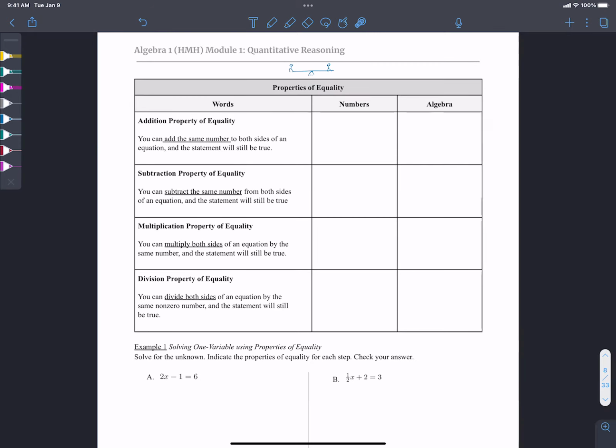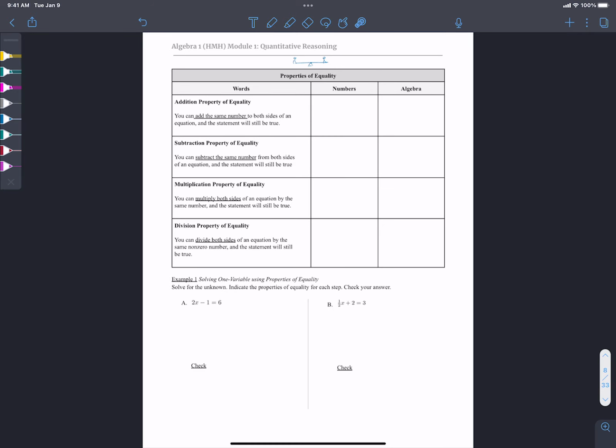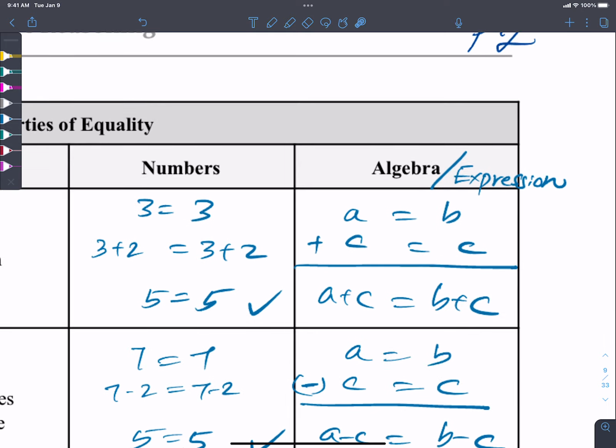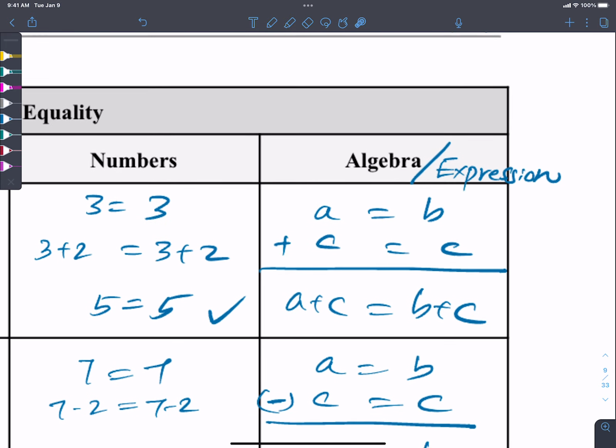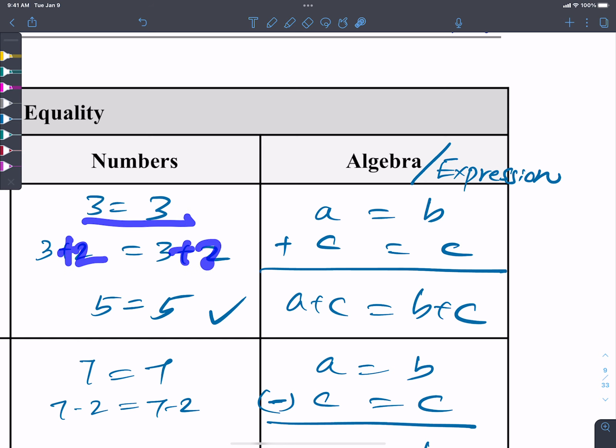Okay, so instead of me writing this out one step at a time, let me just show you. All right, guys. So for example, the very first one is, let's say you had 3 is equal to 3. What that means is that you could add 2 to both sides like this, and you'll end up with 5 equal to 5. Check. Right?